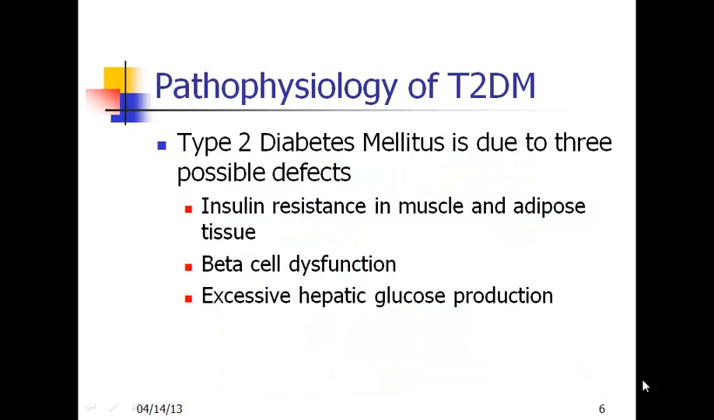Type 2 diabetes mellitus is due to 3 possible defects: insulin resistance in muscle and adipose tissue, beta cell dysfunction, and excessive hepatic glucose production. Research has shown that by the time type 2 diabetes is diagnosed, at least 50% of beta cell function has been lost. At the same time, the liver produces more glucose than the body can use, causing a further increase in plasma glucose levels. Insulin is then needed to shut off the liver glucose production. With less circulating insulin and marked insulin resistance, the liver continues to make glucose in an unrestrained manner.